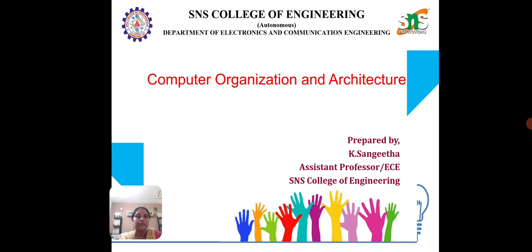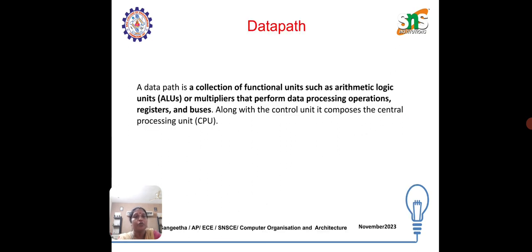So, in this session, we are going to discuss the data path design for executing an instruction. This session covers what a data path is, what the main components for designing a data path are, how the ALU instruction is executed, and how the data path is designed for a single instruction. So let us move on.